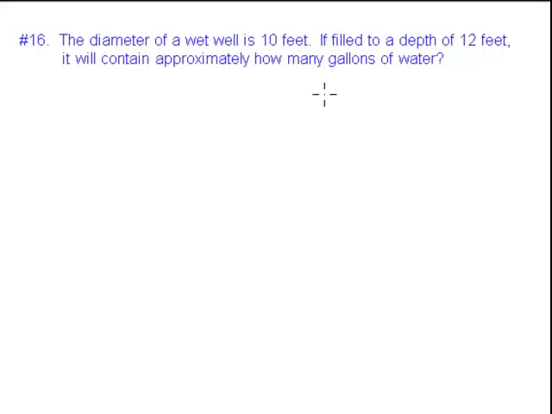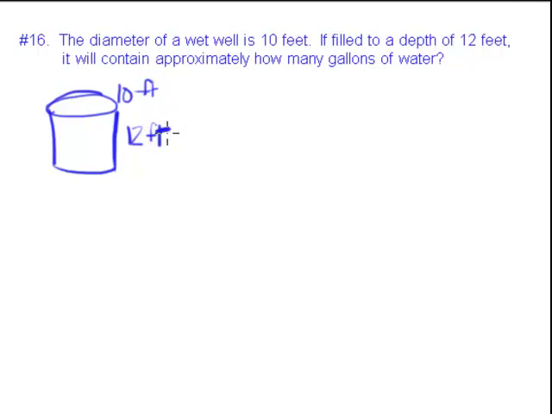The diameter of a wet well is 10 feet. If filled to a depth of 12 feet, it will contain approximately how many gallons? Well, they gave me a diameter, and so that tells me that this tank is a cylinder, or what we sometimes call a pancake tank. And it's 10 feet in diameter, and it's 12 feet deep.